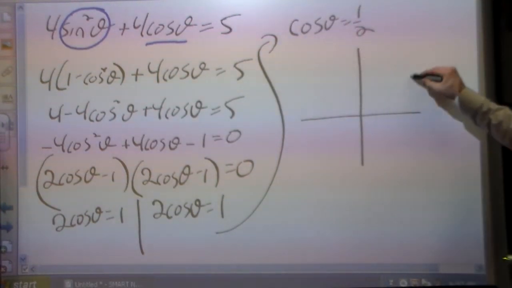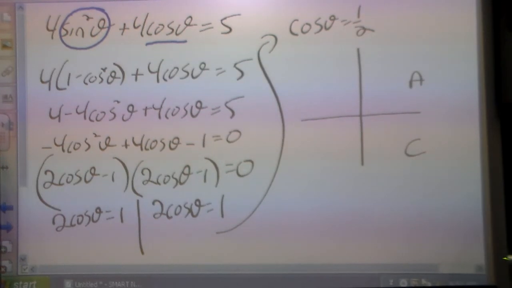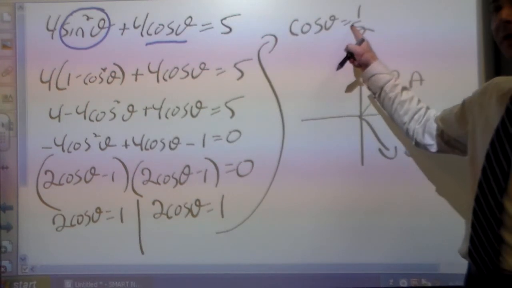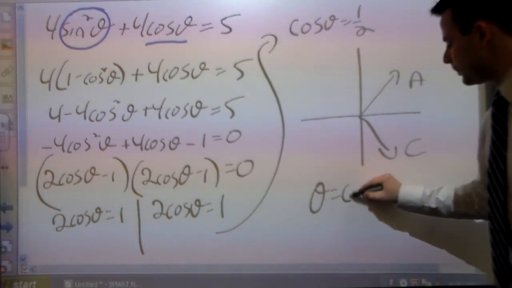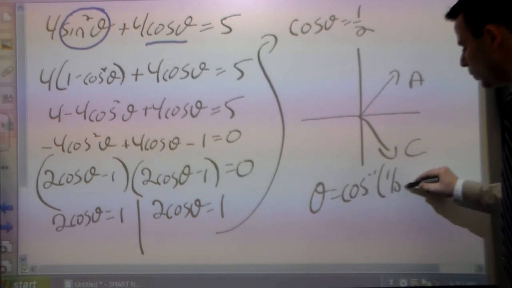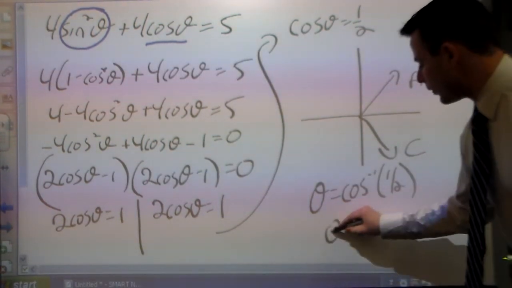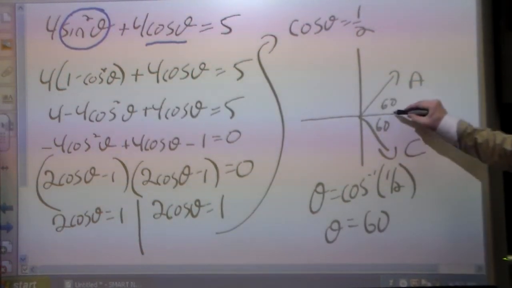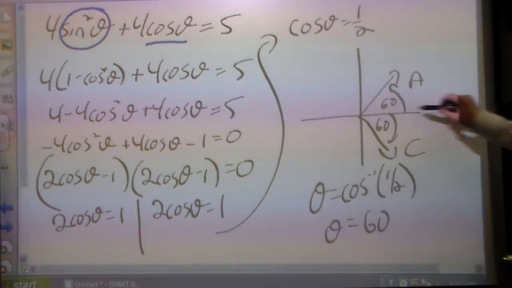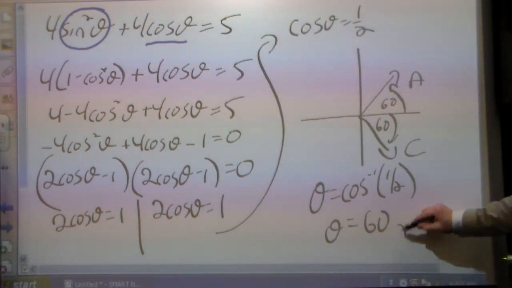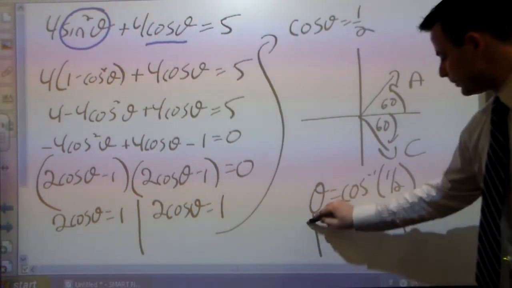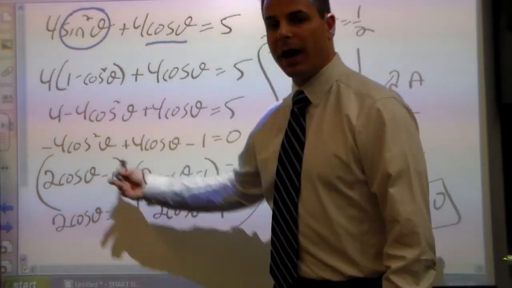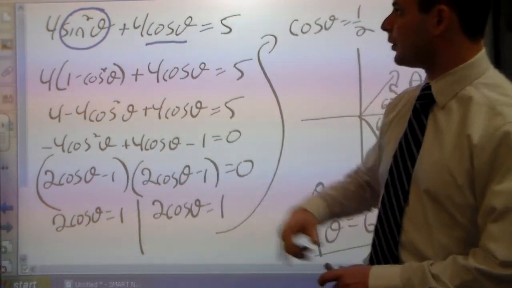Cosine is positive in the first and in the fourth quadrant. So we're looking for a first quadrant angle and a fourth quadrant angle. By taking the inverse cosine of 1/2, we're finding our reference angle. The inverse cosine of 1/2 is 60 degrees. So this is 60 and this is 60. Down and up. Well, if this is 360 and we're 60 before it, our other solution is 300. So those are our two solutions. Only two solutions here, because we ended up with identical quadratic factors.